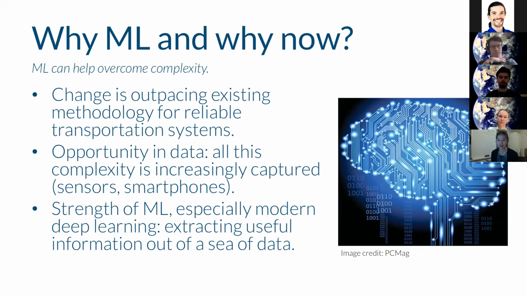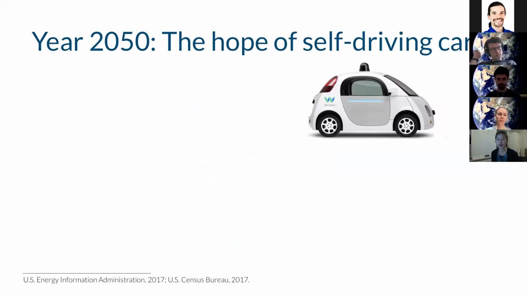Machine learning, this is one of the strengths of machine learning, especially modern deep learning: extracting useful information from seas of data and providing insights. So now I want to talk about one example of this, of the upcoming complexities in transportation. And the example that I often use in my work is of self-driving cars. I would love to see a similar analysis actually tailored to electrification of transportation.